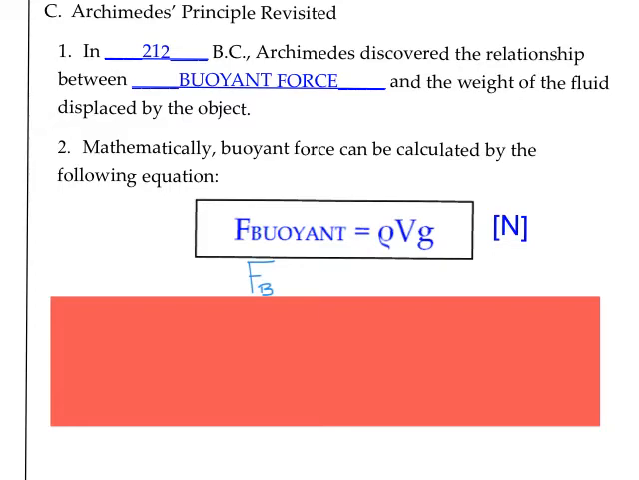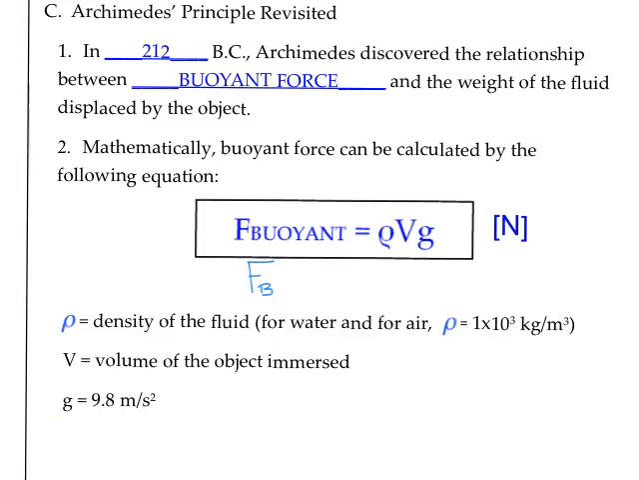But to calculate the buoyant force of something, we would look at the density of our fluid times the volume of the object, and then times our acceleration due to gravity, which is 9.8. The buoyant force is still going to be measured in newtons, just like all of our other forces have been so far this year. Now, in your notes, you should have what each of these variables are equal to. I do want you to scratch out where it says for water and for air, just scratch out the for air part.